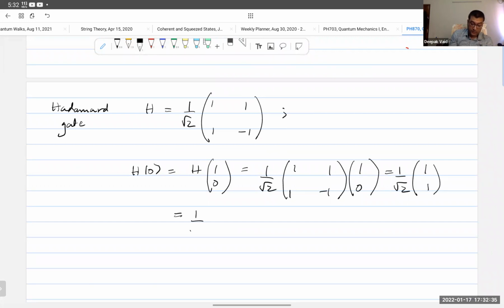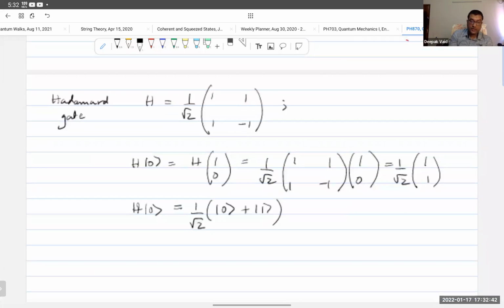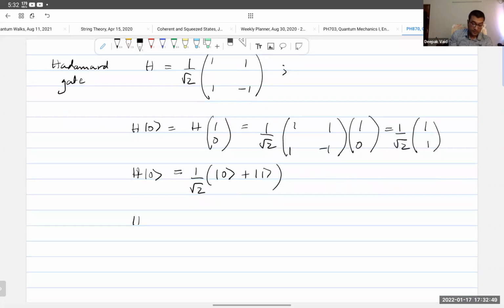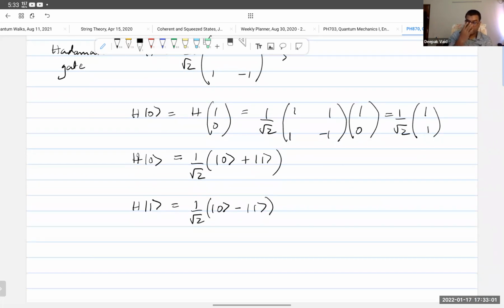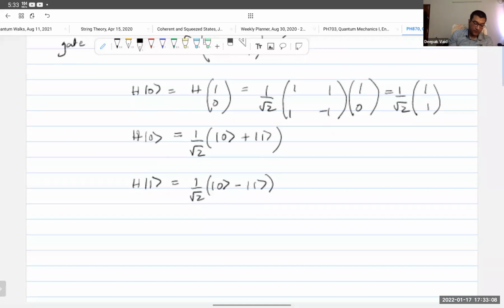So I can write this as 1 by root 2, 0 plus 1. So H acting on the 0 state gives me an equal weight superposition of 0 and 1. And H acting on the 1 state gives me an equal weight superposition, but with a negative sign for the 1 state. We'll be using this all the time, so these are some things that you should have at the back of your mind.